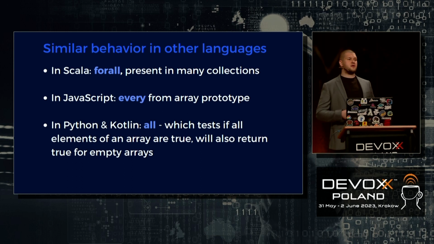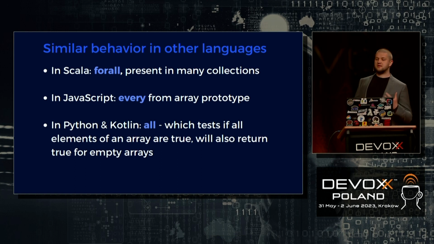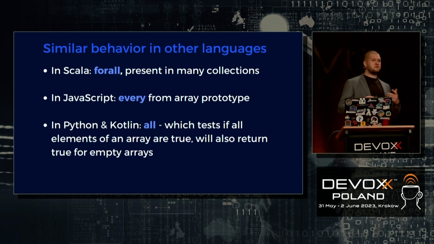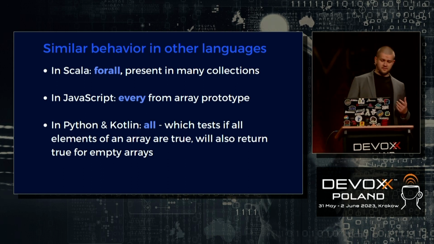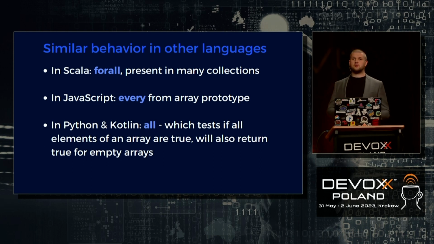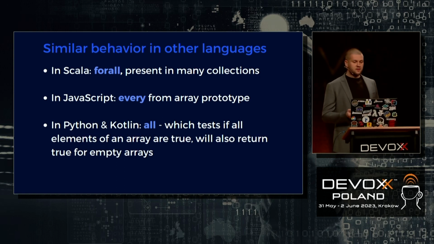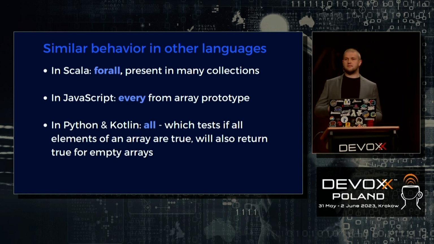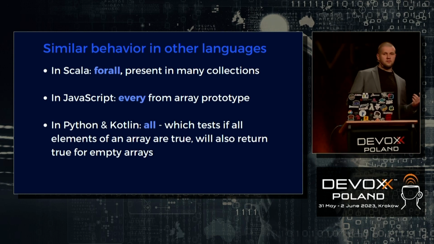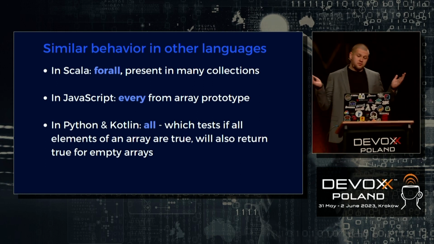What is more, in Python and Kotlin, the built-in method all, which tests if all the elements of an array are true, will also return true for empty arrays. Additionally, some time ago I had the pleasure to speak with people from Neo4j, and via manual testing, we came to the conclusion that the built-in method all from Neo4j will also return true for empty arrays. So maybe everything is a coincidence. I hope not. Maybe it is.